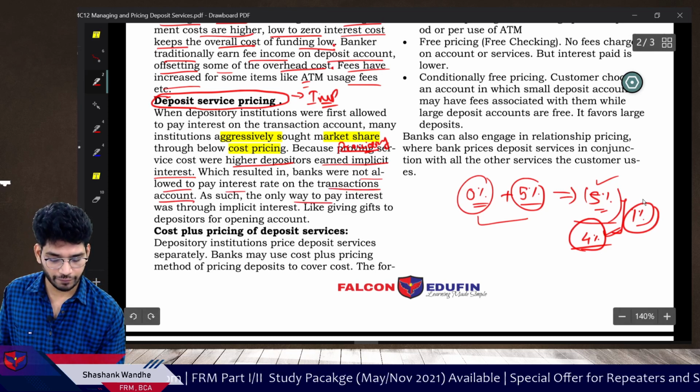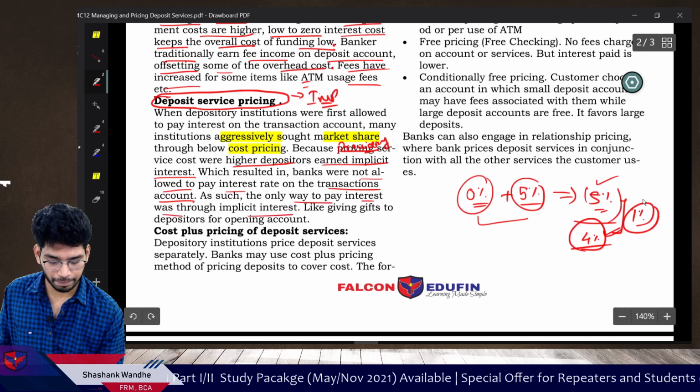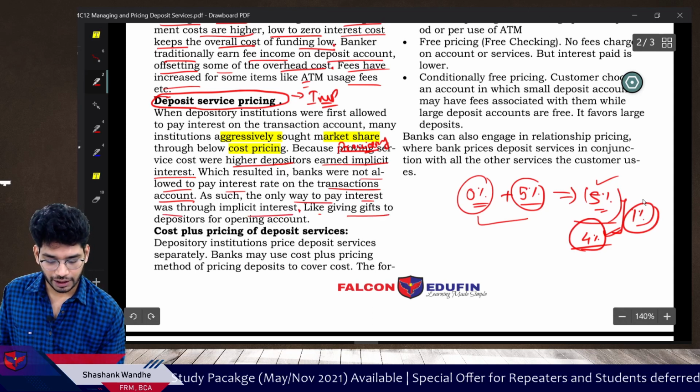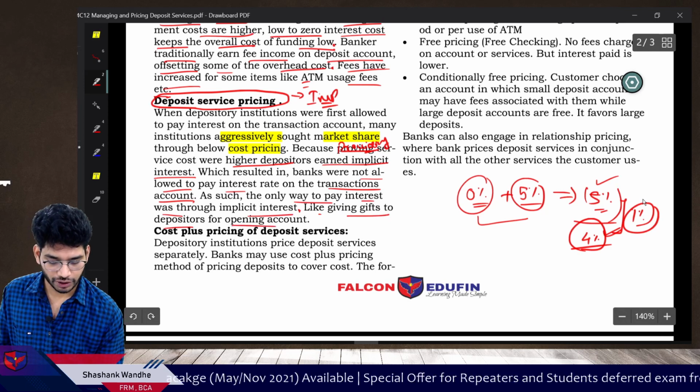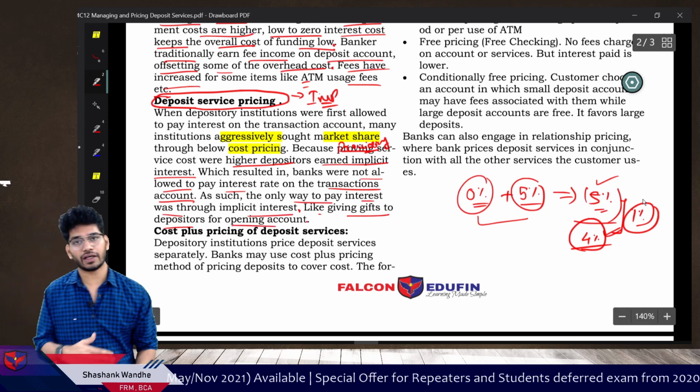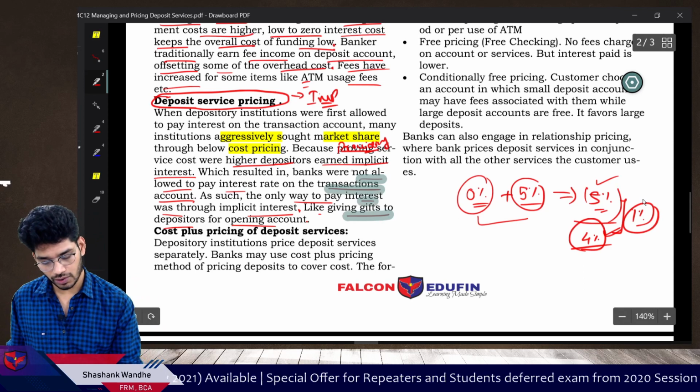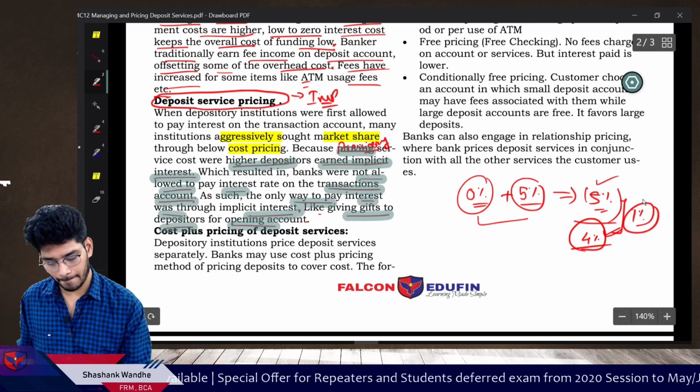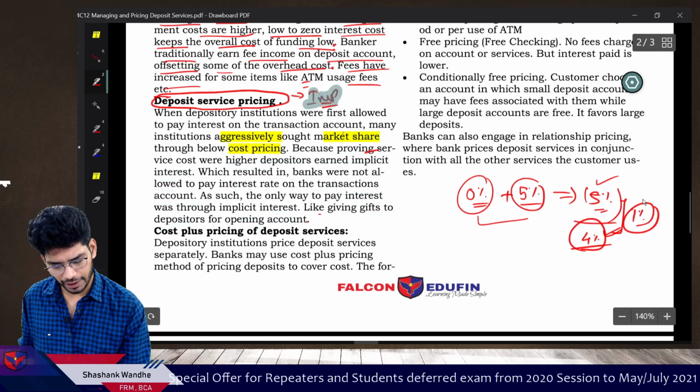As such, the only way to pay interest was through implicit interest, like giving gifts to the depositors for opening accounts. So they gave gifts in various forms. So this is the one part.